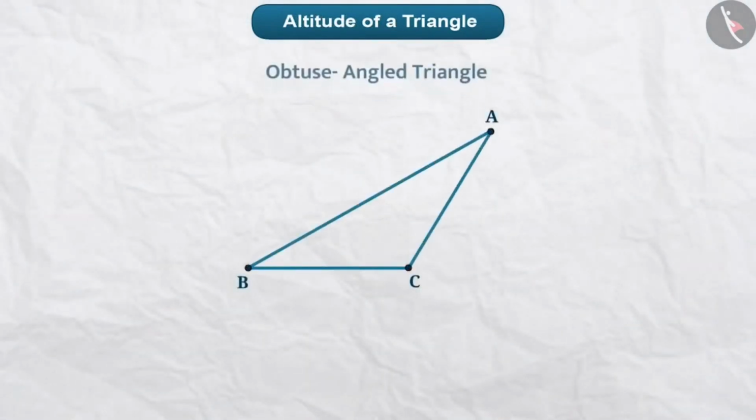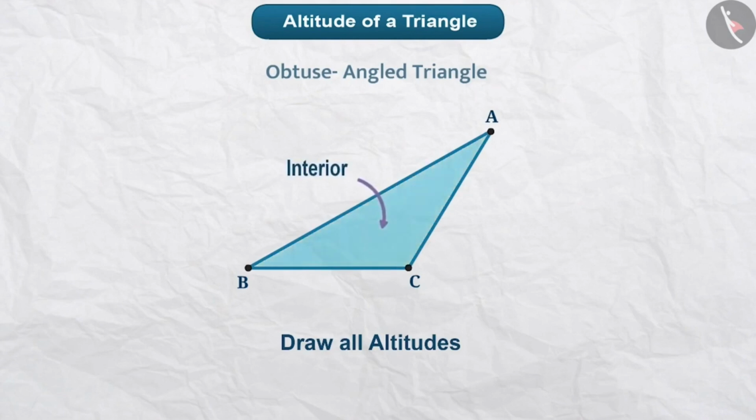Now you can take a paper and draw an obtuse angled triangle on it. Draw all the altitudes in it. Do you get all altitudes in the interior of the triangle? Find out by pausing the video.